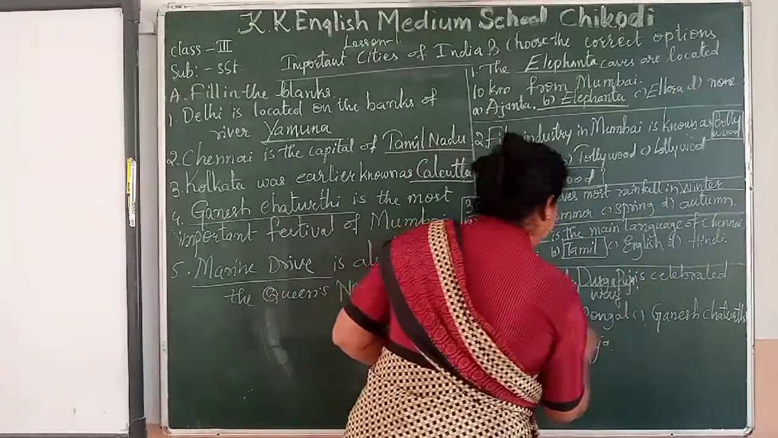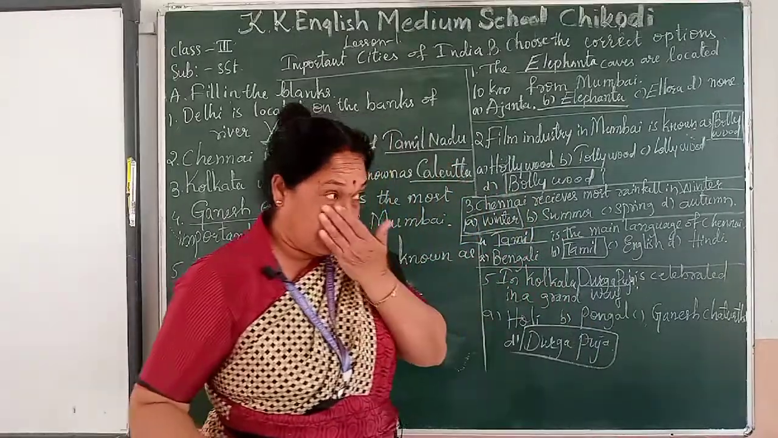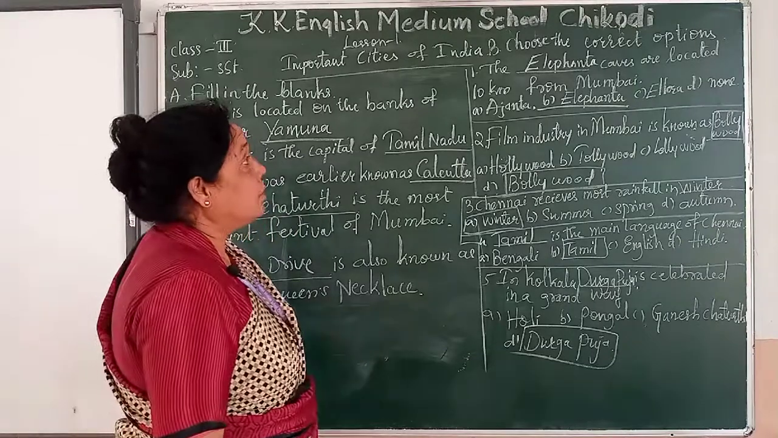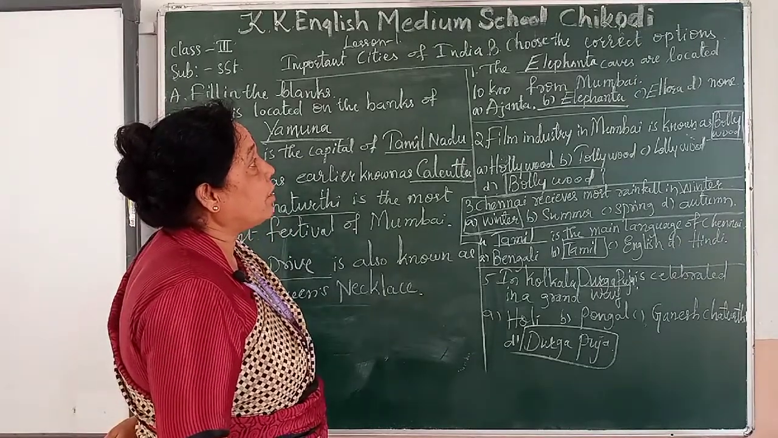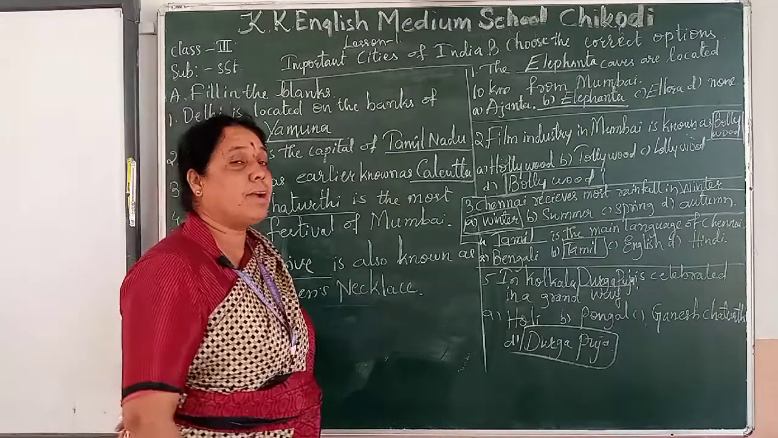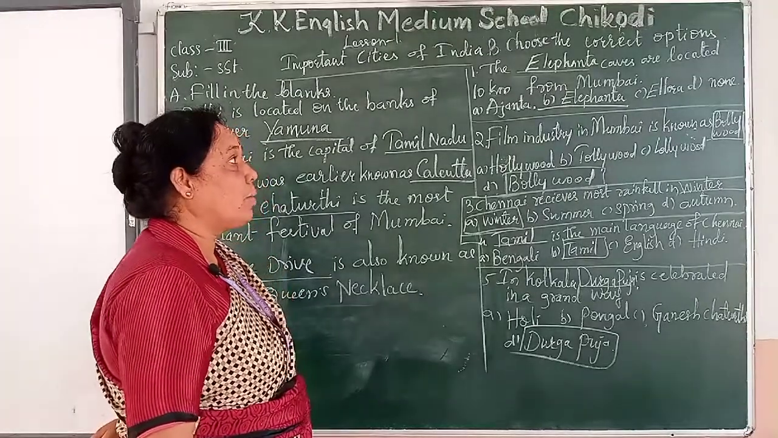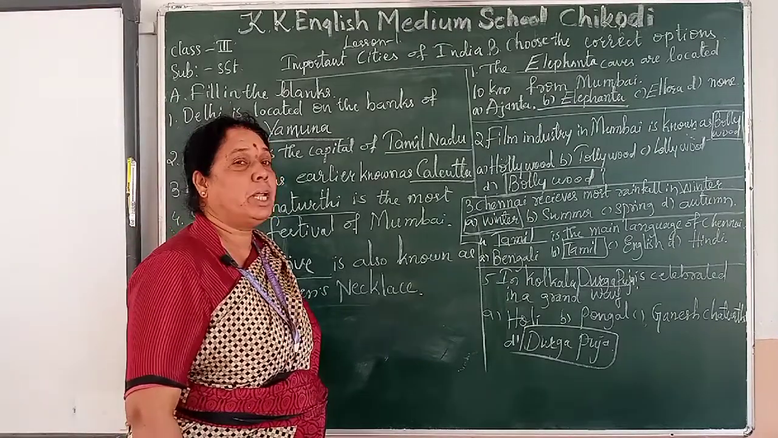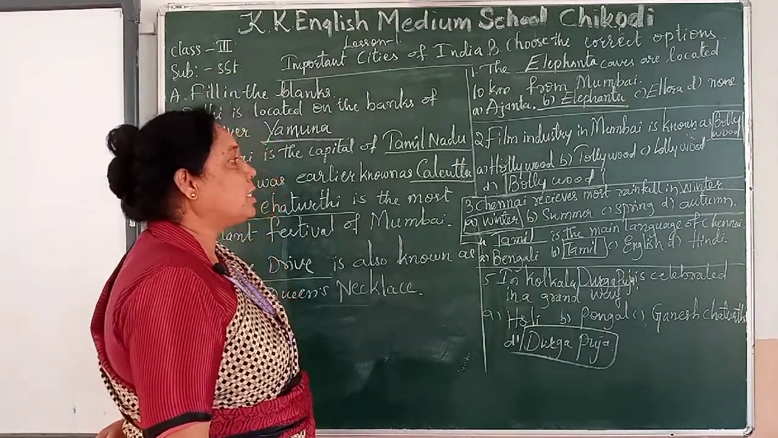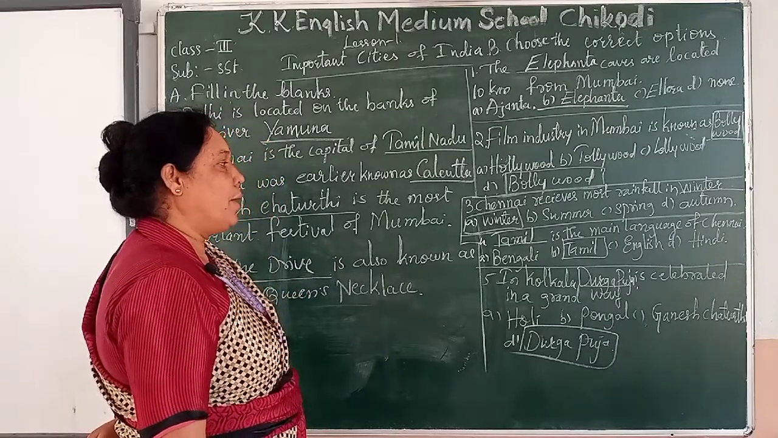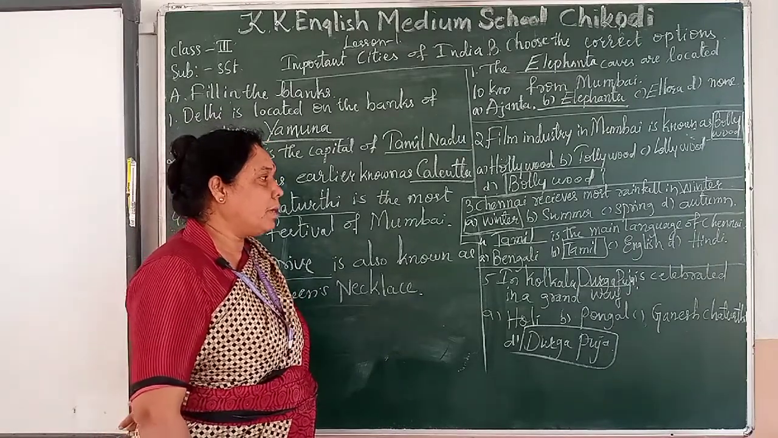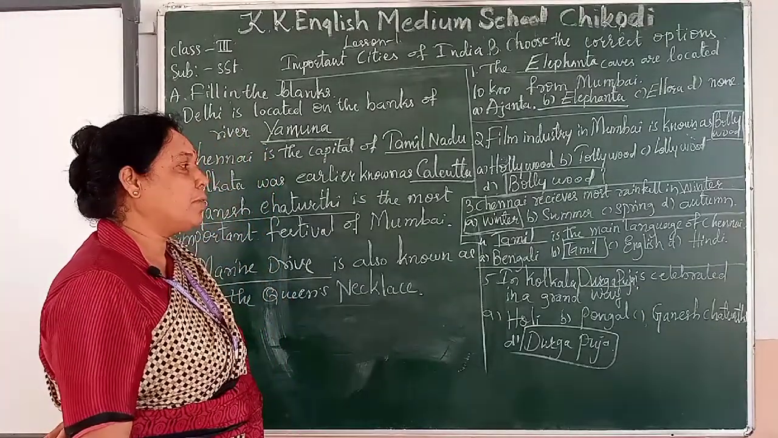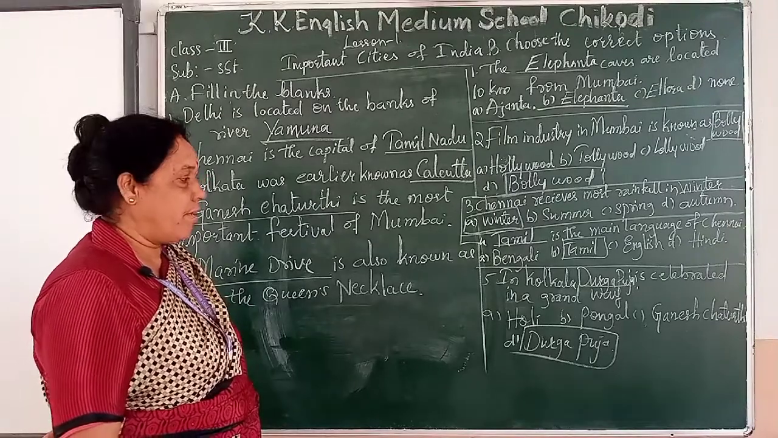Okay, so dear students, these are the choose the correct options. Once again, I will read. The Elephanta caves are located 10 km from Mumbai. Film industry in Mumbai is known as Bollywood. Chennai receives most rainfall in winter. And Tamil is the main language of Chennai. In Kolkata, Durga Puja is celebrated in a grand way.